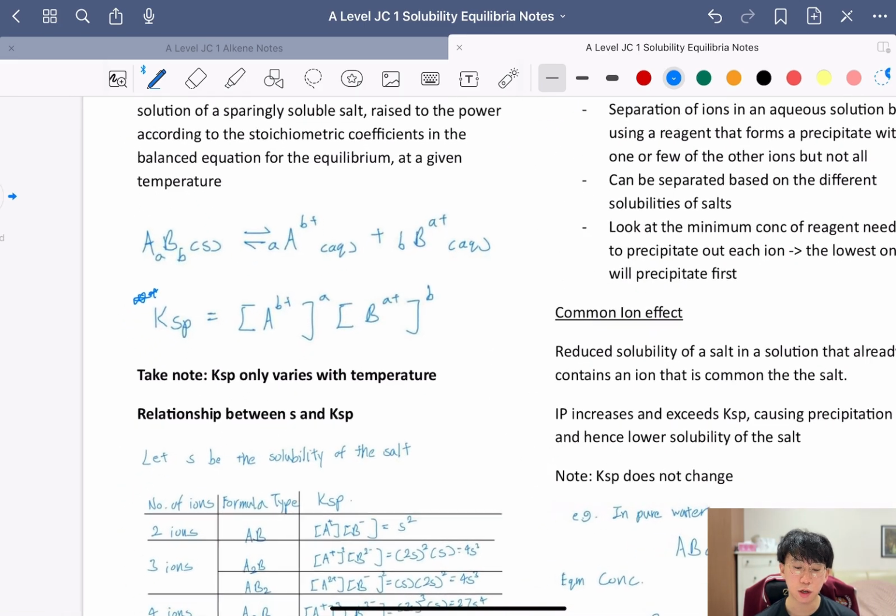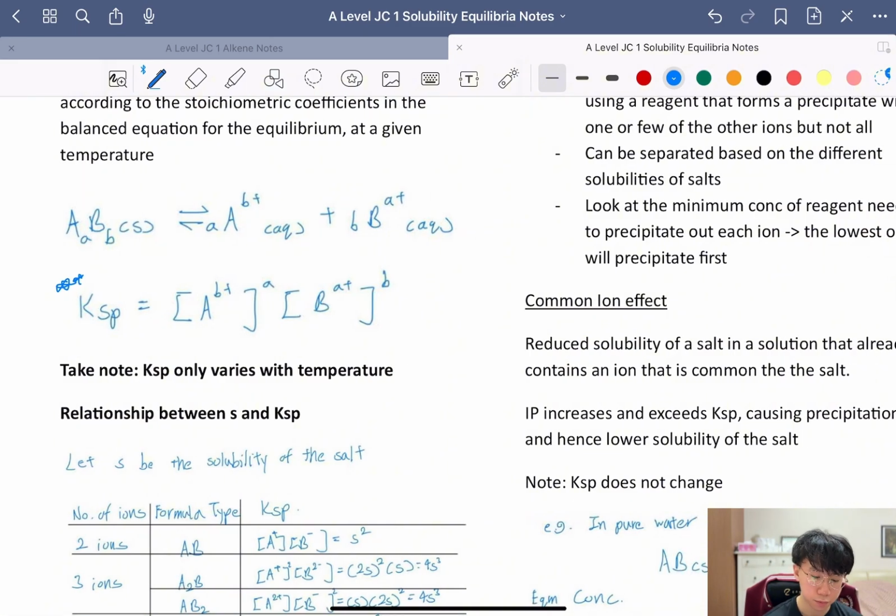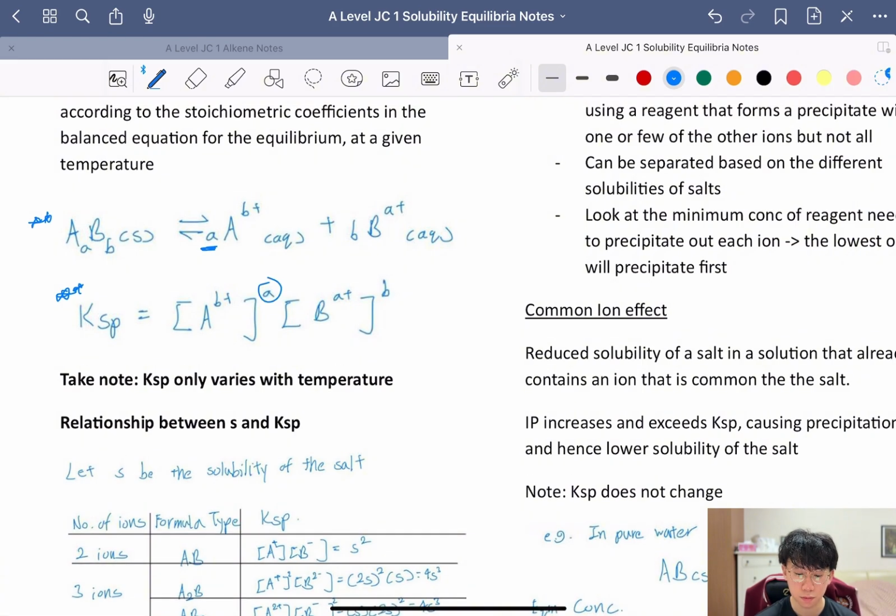Now, this equation is derived from the balanced chemical equation, and you can just treat this like a normal chemical equilibria question where you are just using the products' concentrations to the powers of their molar coefficients. Do take note, Ksp is very similar to Kc or Kp. It only varies with temperature. It doesn't vary when concentrations change.